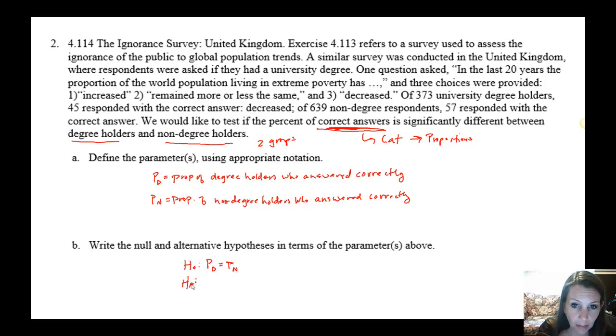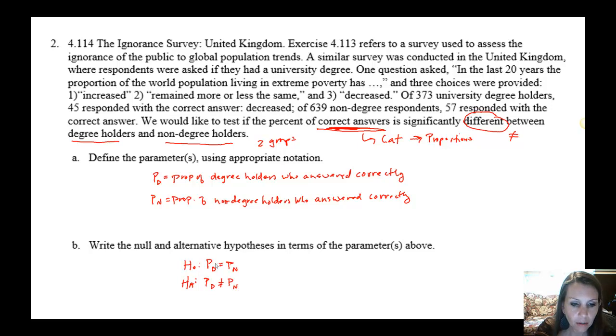For my alternative hypothesis, I have to look at the context clues in the question to figure out whether I'm going to use greater than, less than, or not equal to in my alternative. The question said we would like to test if the percent of correct answers is significantly different between degree holders and non-degree holders. So different is the keyword for not equal to. So my alternative hypothesis is going to be PD not equal to PN.